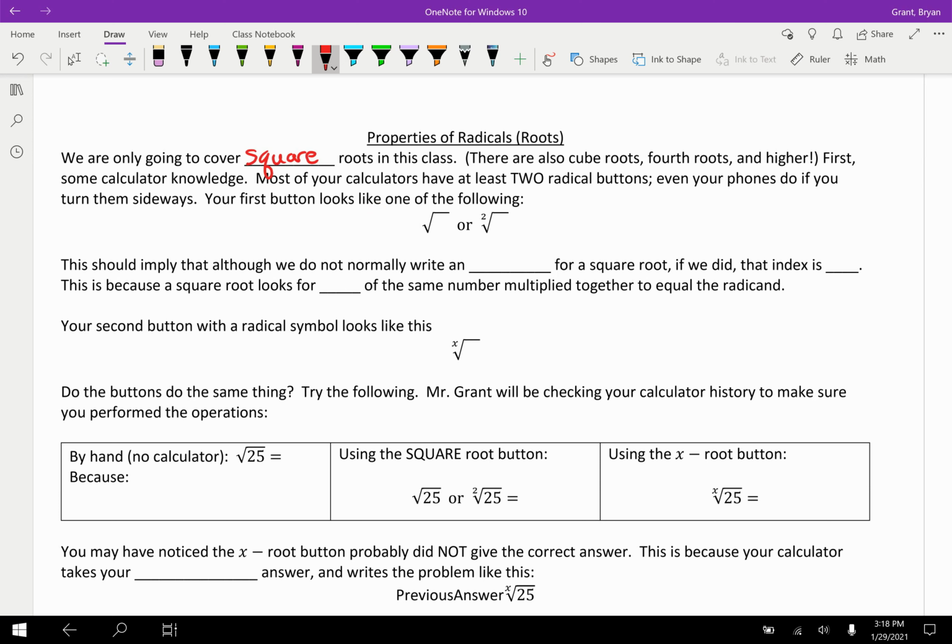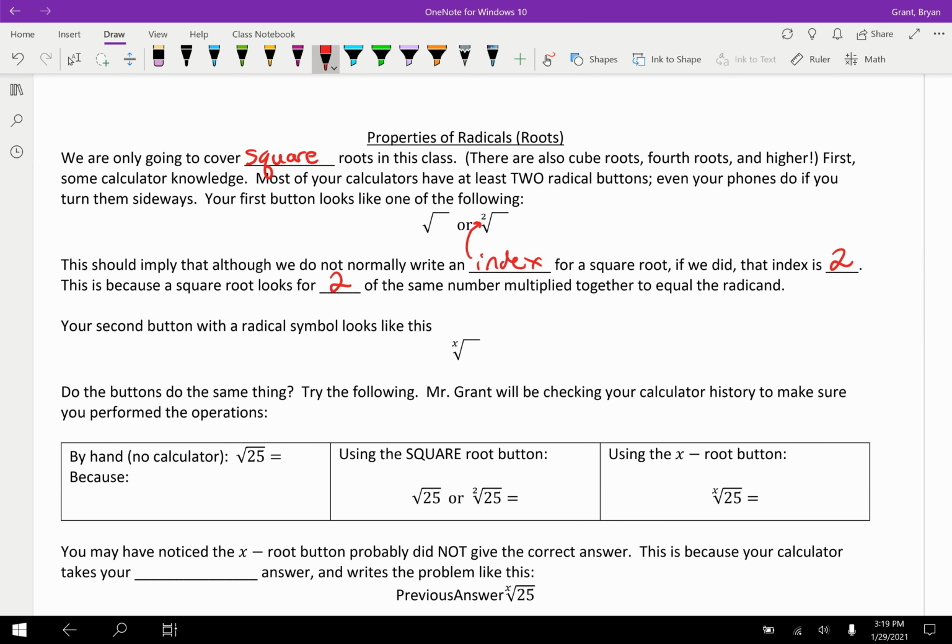I showed you 8th roots before, but we're going to start with some calculator knowledge. Most of your calculators have at least 2 radical buttons. We already discussed how to use this first one. This is the square root right here. We don't normally write an index, and I'm going to draw a little arrow to show where the index is for a square root, but if we did, that index is 2. That's because a square root looks for 2 of the same number multiplied together to equal the inside.